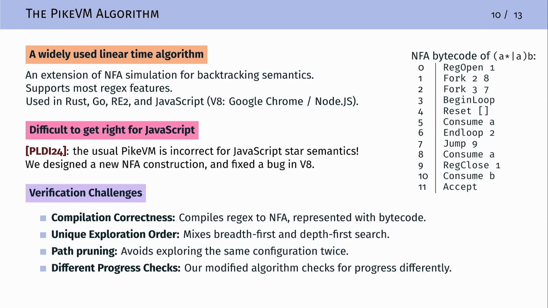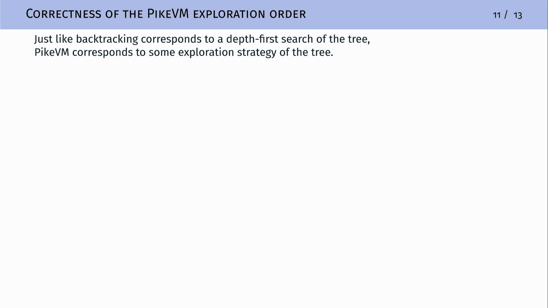Let's focus for a short while on this exploration order. And one of the key insights is to say that if the backtracking algorithm corresponds to a depth-first search inside a backtracking tree, then surely this PikeVM exploration order must correspond to some exploration strategy on a tree. And this is precisely that algorithm, this exploration strategy of a tree that we use in our proof.